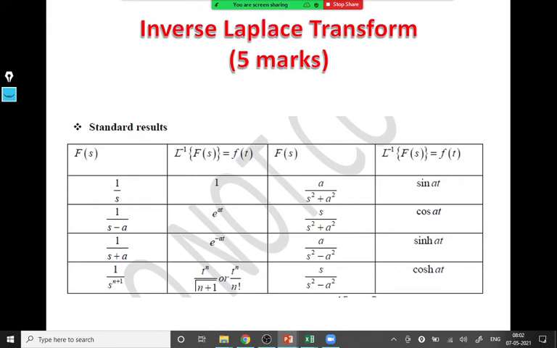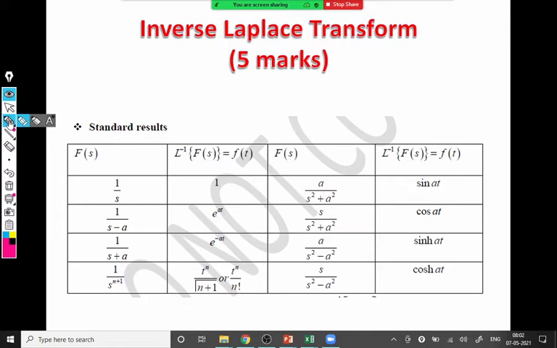So the second part of Laplace transform, we are starting here. It is inverse Laplace transform. Now there is no new definition. There is no new definition for inverse Laplace transform. The same thing is just reverted.